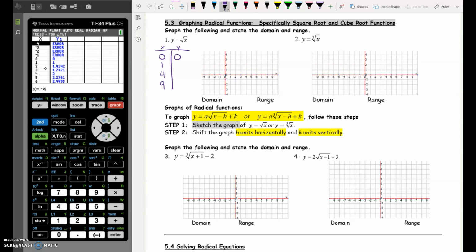So the square root of 0 is 0, the square root of 1 is 1, the square root of 4 is 2, the square root of 9 is 3. Those are the points that I'm going to use. So (0, 0), (1, 1), (4, 2), and (9, 3).